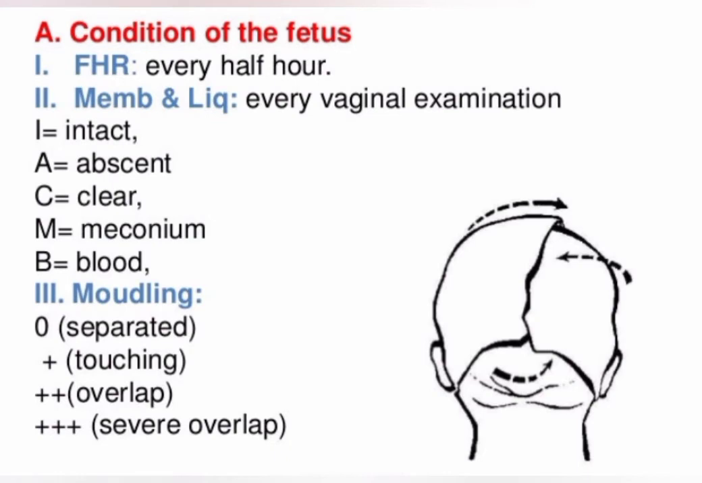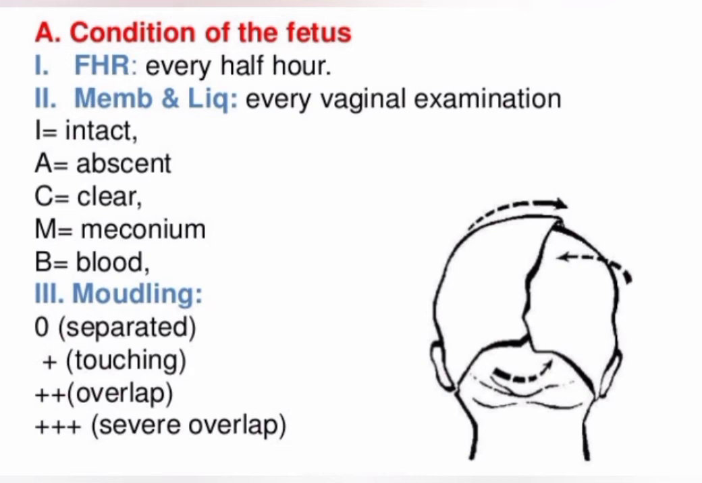Afterwards, the condition of the fetus. We have to check the fetal heart rate every half an hour. We have to note the membrane and liquor at every vaginal examination, whether the membrane is intact; then we'll give I. If the membrane is absent, then we'll give A in the partograph chart. If the liquor is clear, then we'll give the symbol C. If there is passing of meconium stool by the baby, then we'll give M. If there is presence of blood, we'll give the symbol B.